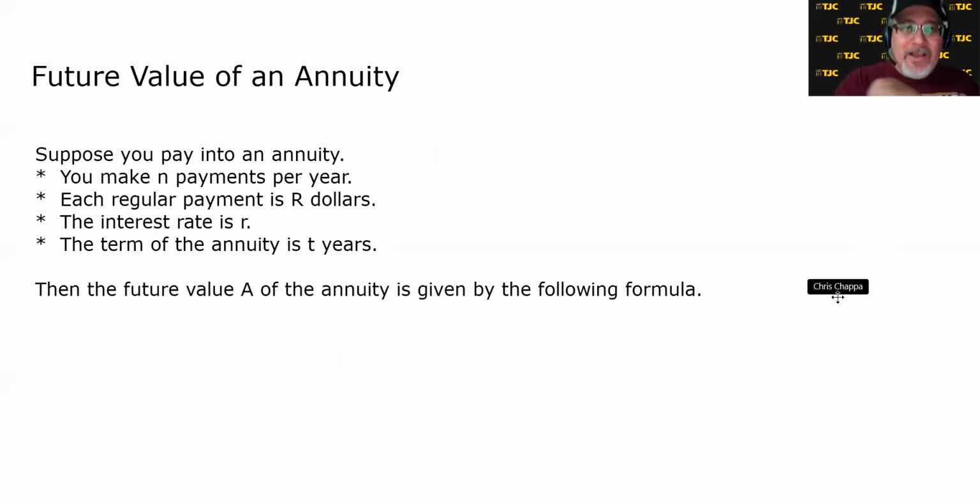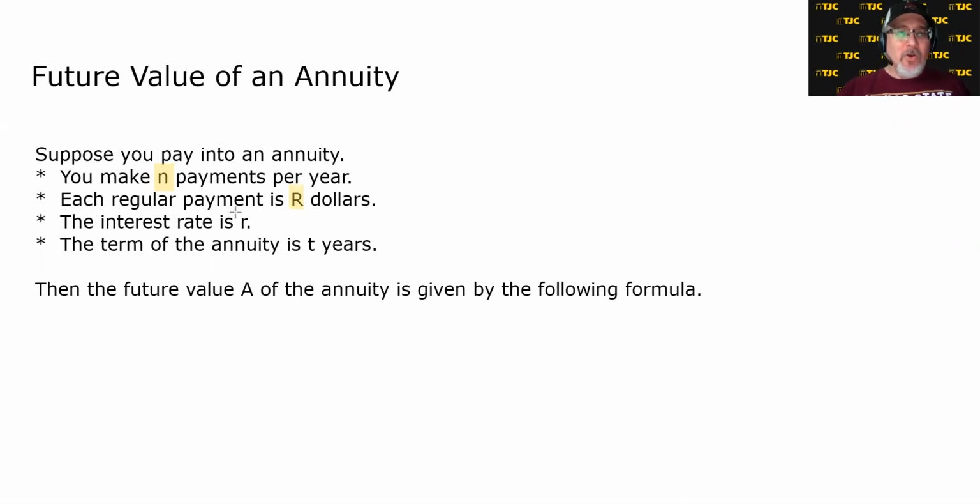So the N here has the same flavor that it did in the compound interest formula, because in the compound interest formula, it represented the number of times per year interest is compounded, but we're assuming that every time interest is compounded, we make a payment, so it's the same. Each regular payment is capital R dollars. I think the capital R there is for regular periodic payment.